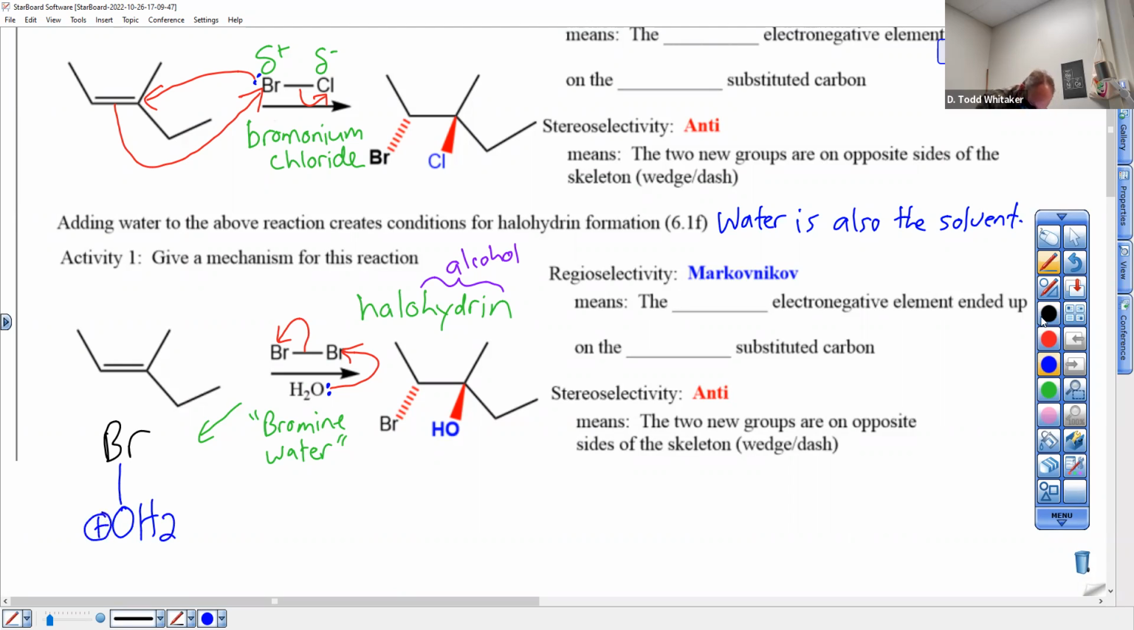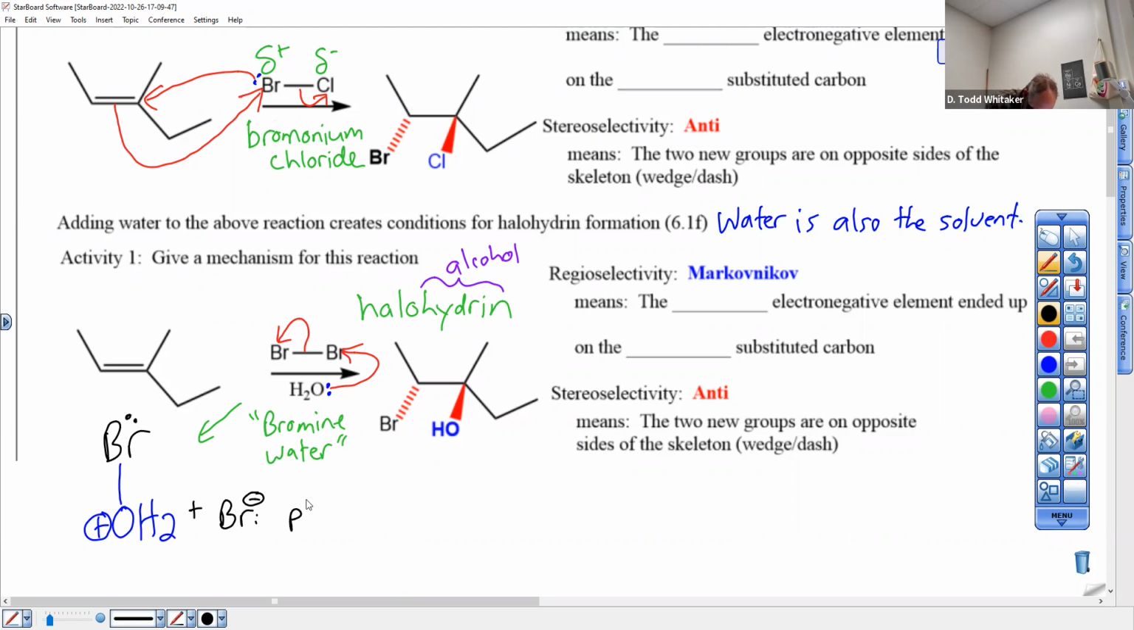Lone pairs on there. The other product really is not going to be used because there's not much of it and it's not a very good base. I'll give you a preview.